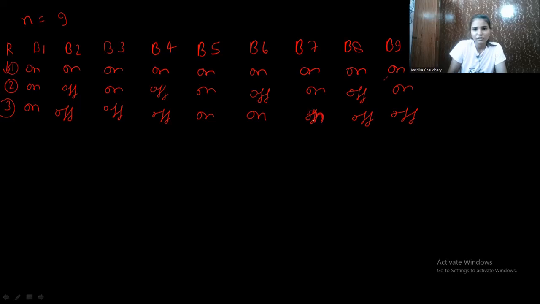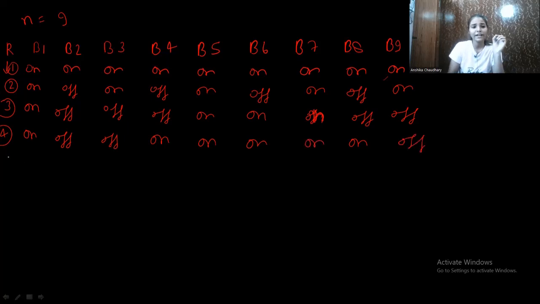Now, at the fourth iteration, every fourth bulb will be toggled. That means the fourth and eighth bulbs will be toggled in their state. So this is off, so this will become on, and this is off, so this will also become on, and the others will be as they are: on, off, off, on, on, on, off.